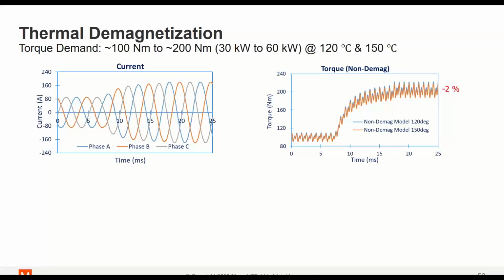Also remember that the non-DMAG model does not account for the field demagnetization, and it always recoils at the same characteristics for a given measure. That is, it neglects the effects of field demagnetization.